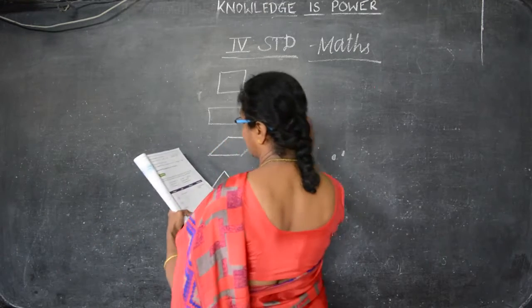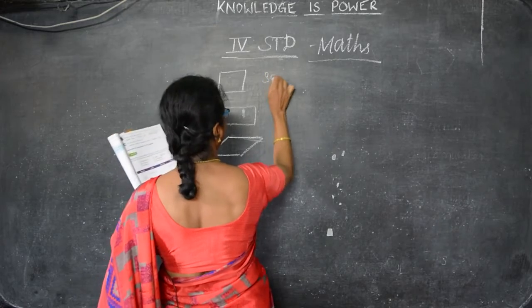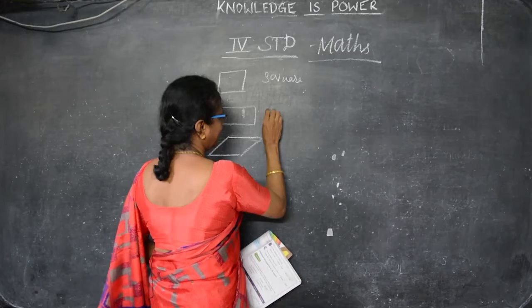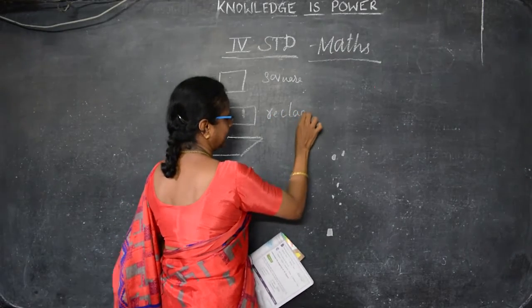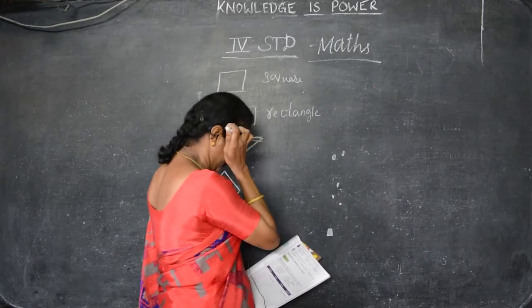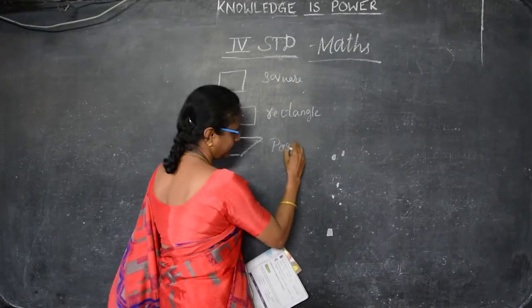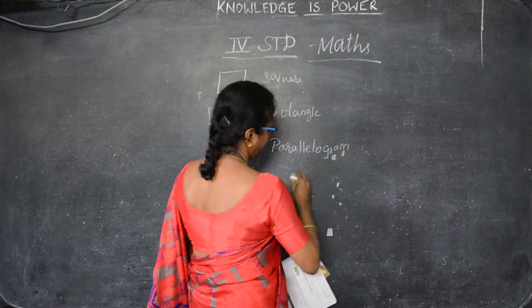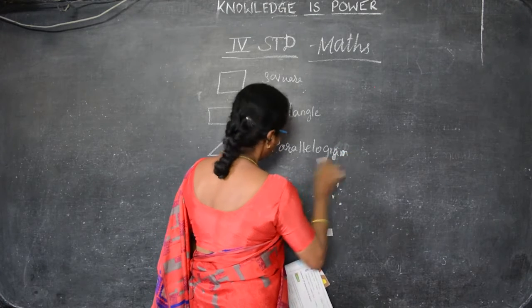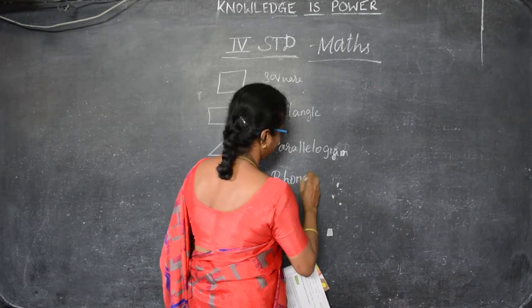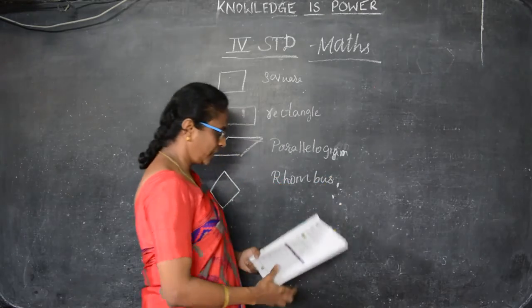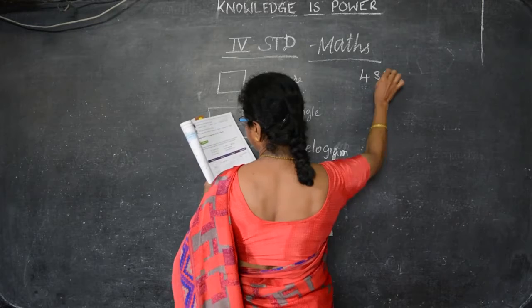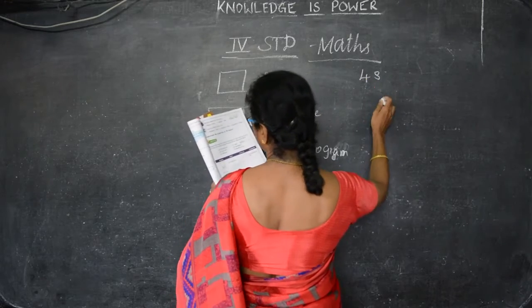Okay, so this is the square. You know this square. This is the square, rectangle, parallelogram, and this is the rhombus. Okay, now how many sides for all of these? We got 4 sides, and this one is also 4 sides.